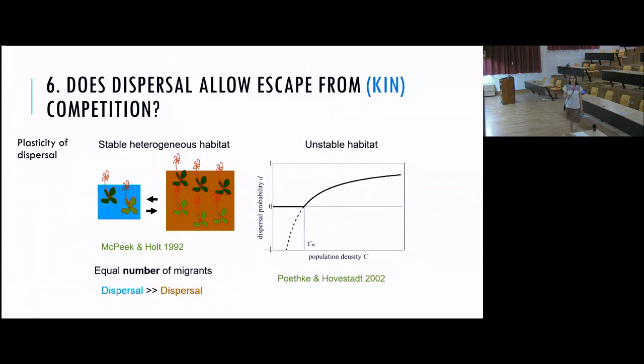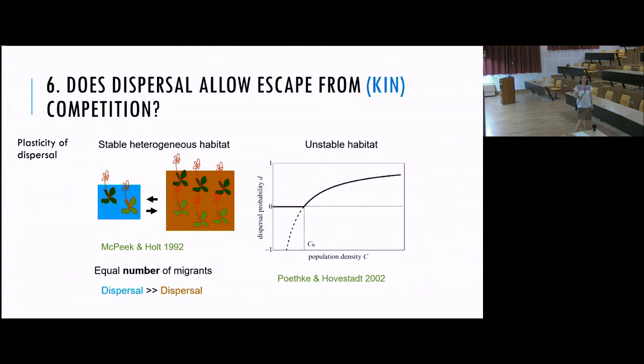And already in the model by McPeak et al. in 1992, when they found that they could not select for dispersal, they relaxed this assumption and looked at whether you could still select for dispersal if dispersal was a plastic strategy. What they found is that if you were born in a patch of poor quality, so if you could adjust your dispersal behavior depending on the quality of habitat in which you were born, then you found very different results.